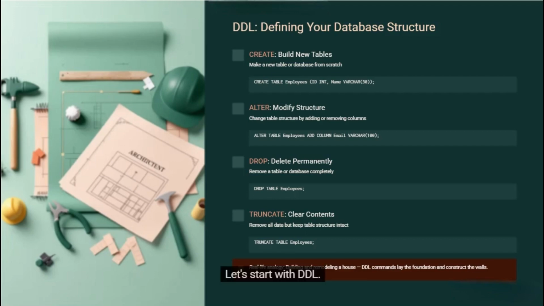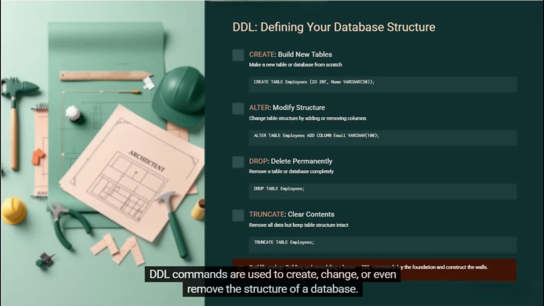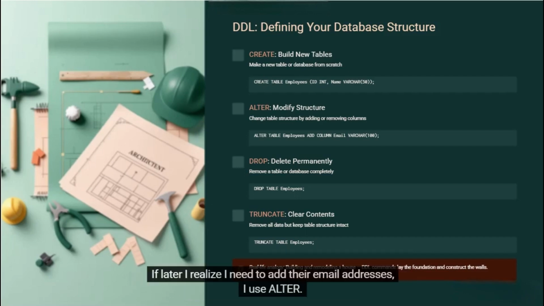Let's start with DDL. Think of this as the foundation work. DDL commands are used to create, change, or even remove the structure of a database. For example, if I wanted to create a table for employees, I could use the create command. If later I realize I need to add their email addresses, I use alter. If I want to demolish the whole thing, drop will take care of it. And truncate is like cleaning the entire cupboard but keeping the shelves in place.